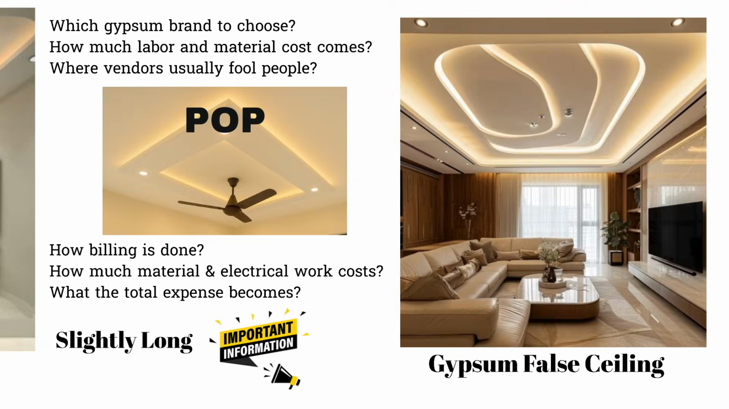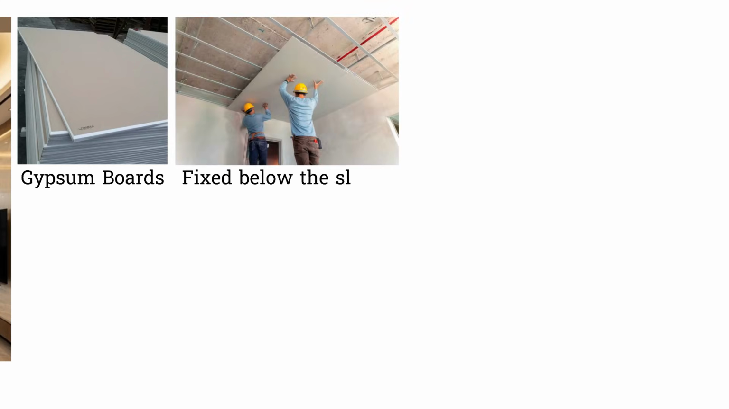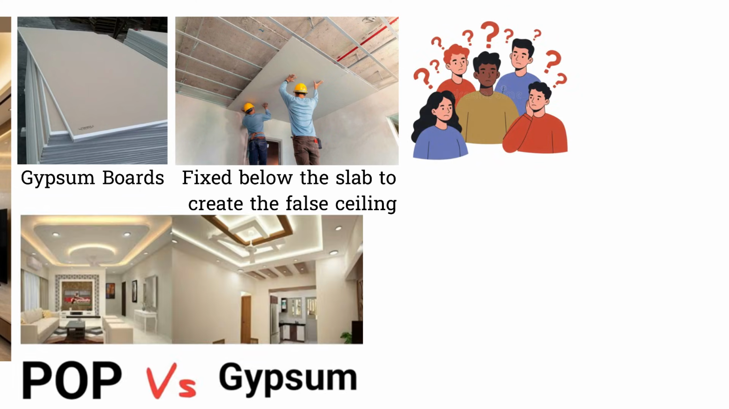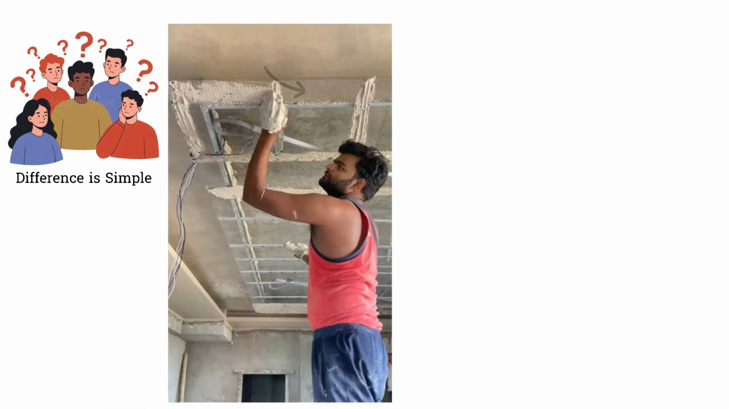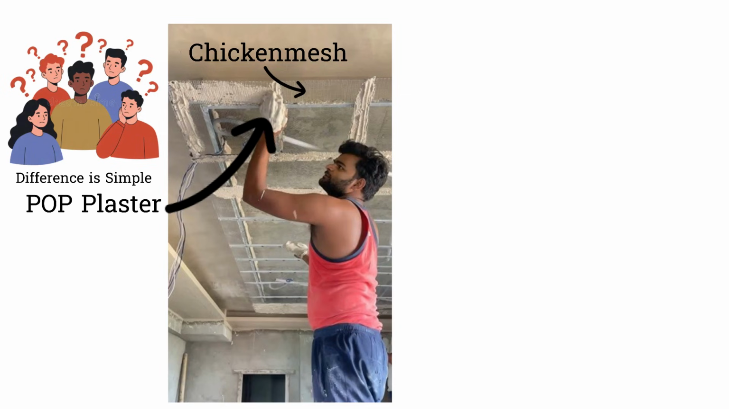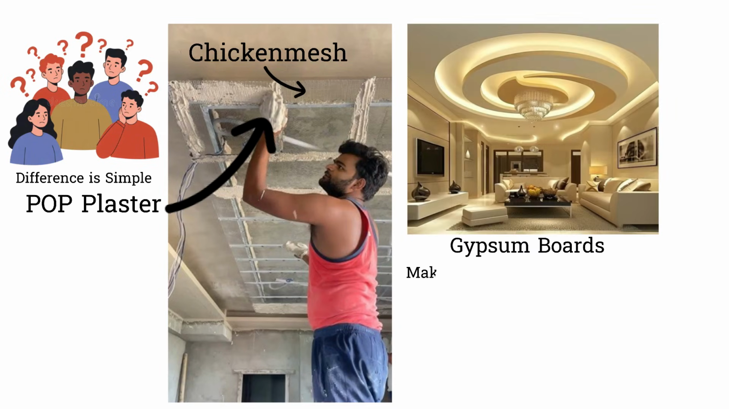First, we will fully understand gypsum false ceiling. A gypsum false ceiling is made using gypsum boards. These boards are fixed below the slab to create the false ceiling. Many people get confused between POP and gypsum false ceilings. The difference is simple. In gypsum false ceiling, ready-made boards are installed. In POP false ceiling, first a chicken mesh is fixed and then POP plaster is applied on it. With gypsum boards, you can make almost any design you want, simple or modern.